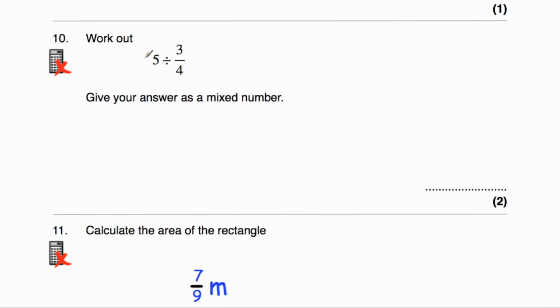So question number 10 says to work out 5 divided by 3/4 and to give our answer as a mixed number. Now in this question, because we've got 5, I'm going to write 5 over 1, or 5 wholes, and we're dividing it by 3/4. Now because it's division, we're going to multiply by the reciprocal. So we're going to write 5 over 1 multiplied by 4 over 3, taking the reciprocal of 3/4.